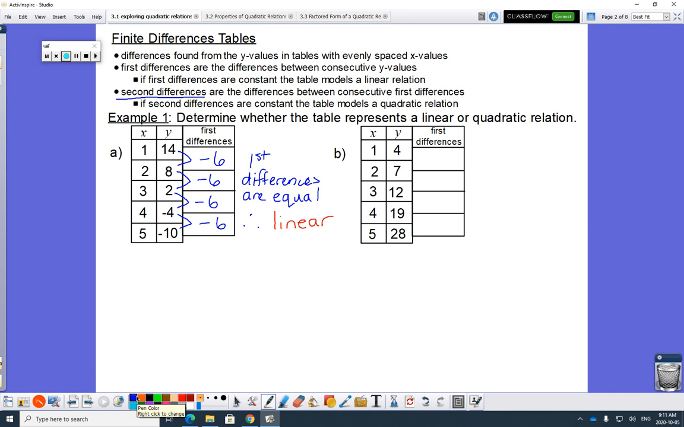Over here, 28 minus 19 is 9. 19 minus 12, 7. 12 minus 7, 5. 7 minus 4 is 3. So now the first differences aren't equal. You would have stopped there last year and called this nonlinear. Now we are going to do the second differences.